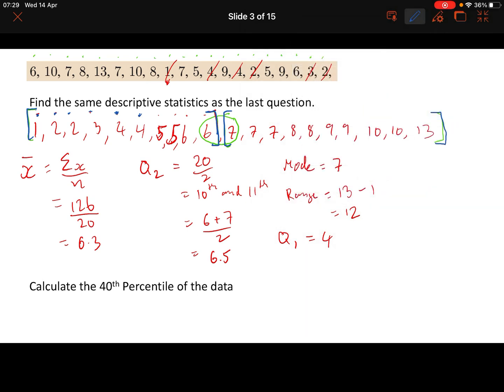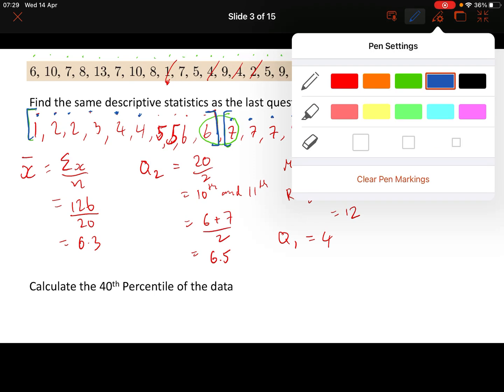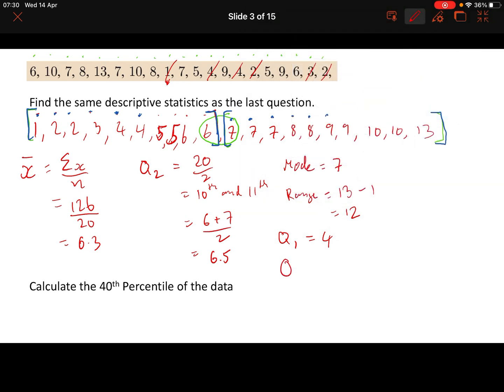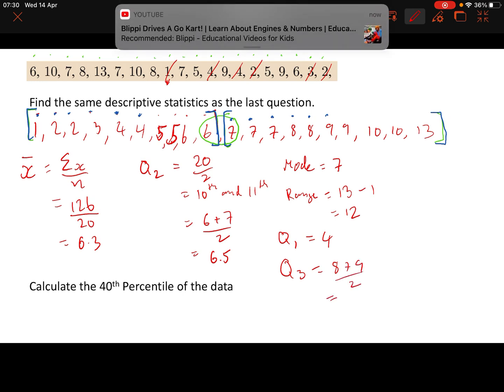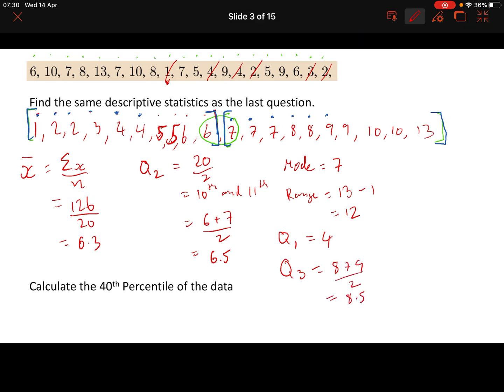And for the upper quartile, it's 5th and 6th again. 1, 2, 3, 4, 5, 6. Notice this time the 5th and 6th are different numbers, so we take the average of those. 8 plus 9 over 2, which is going to be equal to 8.5. So the interquartile range is going to be 8.5 minus 4, Q3 minus Q1. So the interquartile range is 4.5. Okay, so I hope that makes sense.